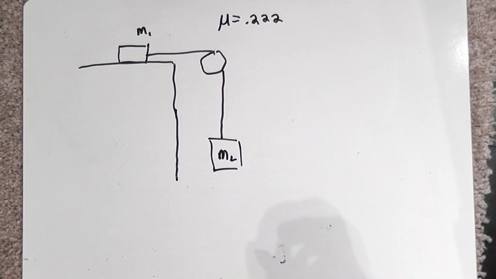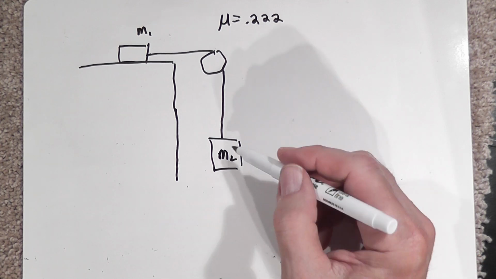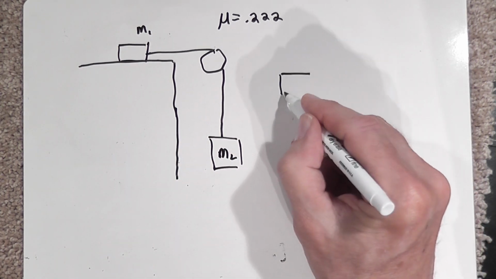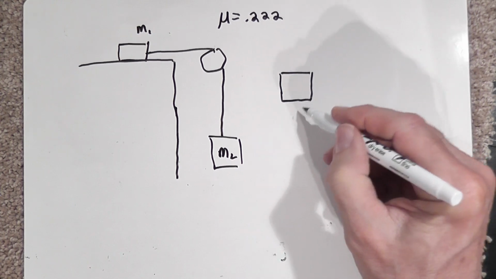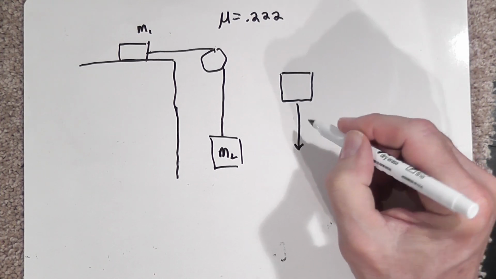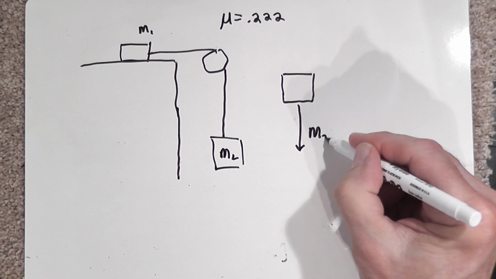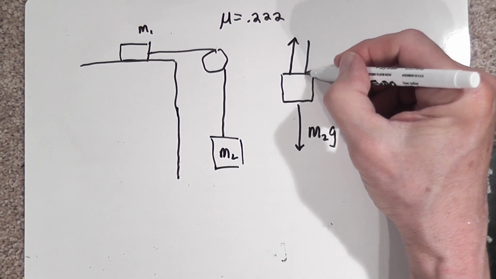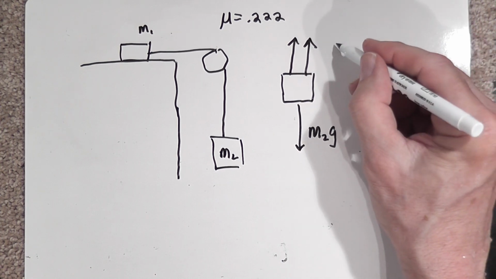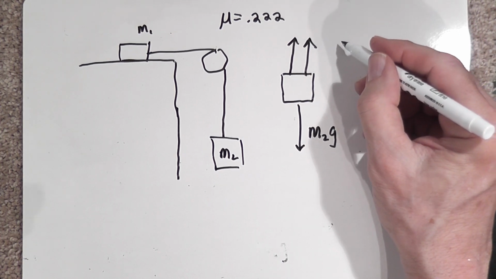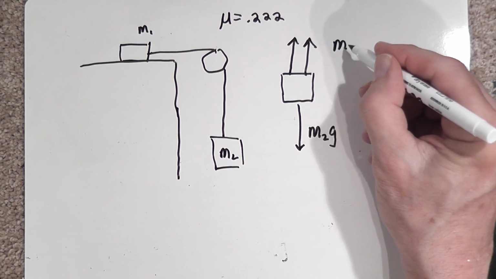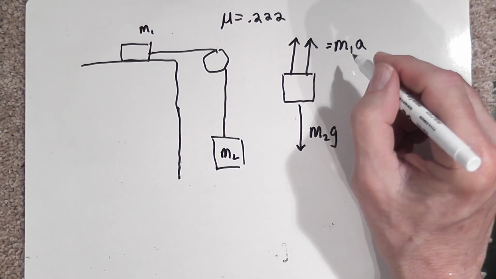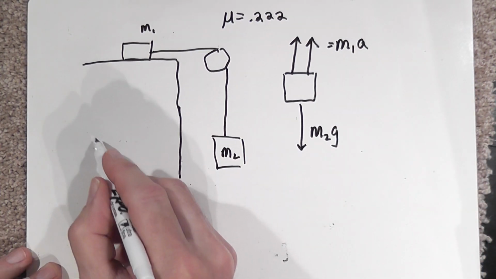So now let's draw a free body diagram again for what's happening to M2. M2 is going to have, again, positive down. It's going to have M2G, and then it's going to have two vectors, both tension, up here. One is going to be the tension from the mass itself, that's going to be M1 times acceleration, and the second one is going to be from the friction force. So let's take a look at that closer.